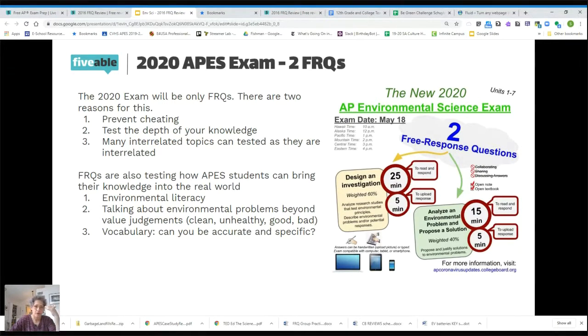I think that is a big barrier sometimes to people taking environmental problems seriously, is that we are not yet quite descriptive enough. But as APES students, you're going to become extremely accurate and specific. This slide has a reminder for you. So designing an investigation.